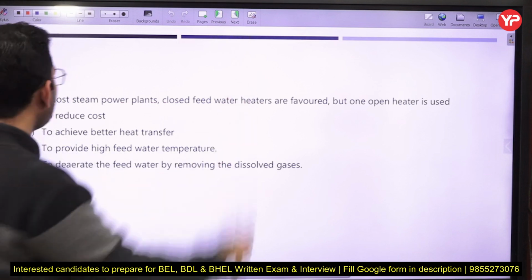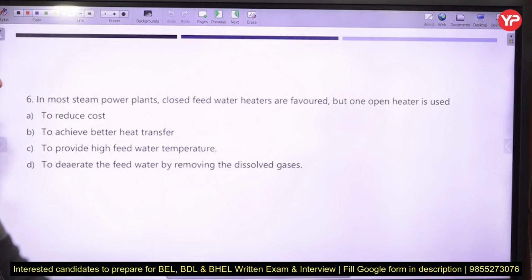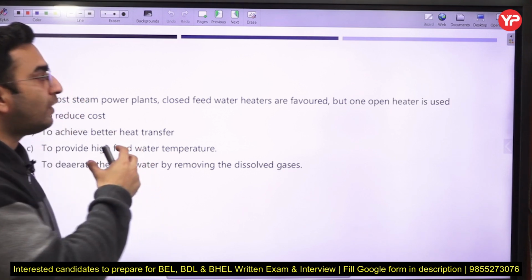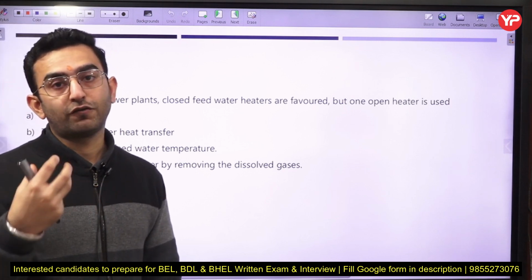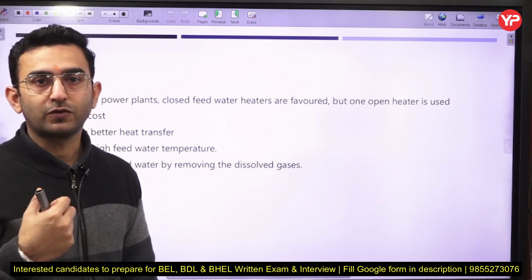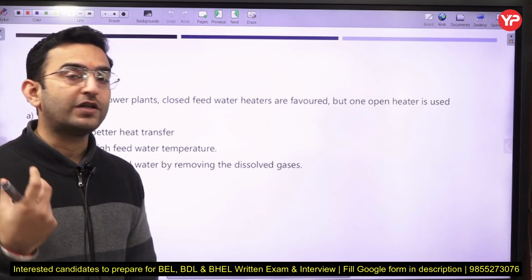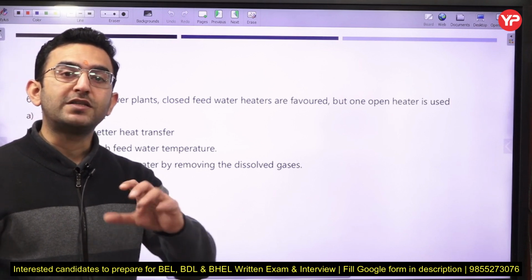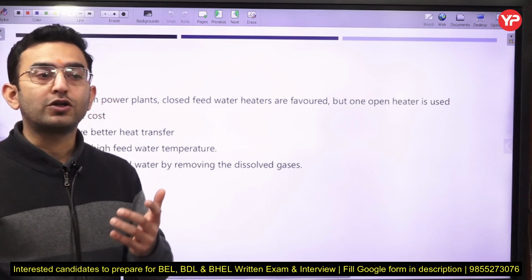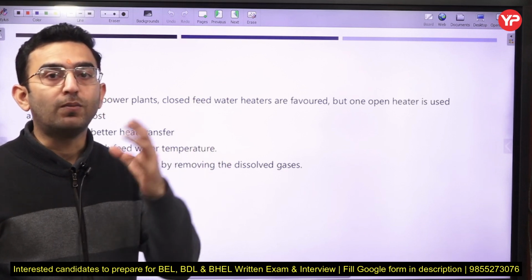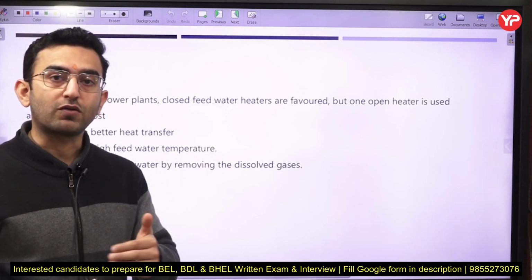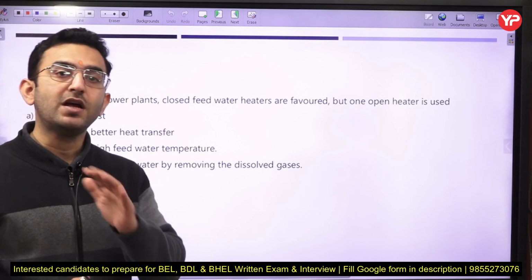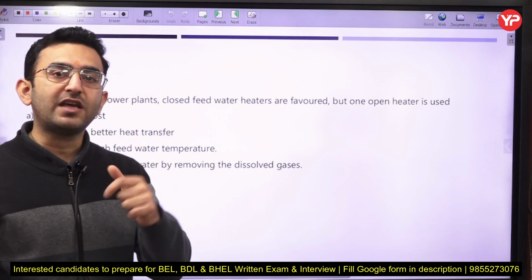Next part, in the most steam power plant, closed feed water heater are favored, but open feed water heater is used. See, actually what happens, the closed feed water and the open feed water heater is used for the regeneration purpose in the steam power plant. Okay, and what is the meaning of regeneration process here? Regeneration process is a process in which you are basically preheating the water here. Okay, so that you have to supply less amount of heat into the boiler, so that the heat supplied will decrease. Okay, and correspondingly the work output is going to remain same. That means the net effect of the regeneration is to increase the efficiency of the plant here.